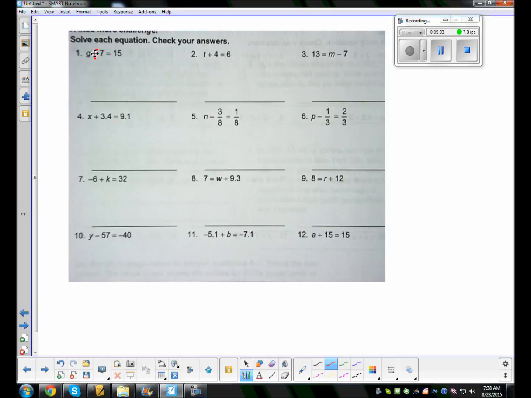So let's do number 4 because it's a decimal. So the same steps, I'm going to identify my variable, which in this case is x. Okay, it's already an addition problem. So to isolate the x or get it by itself, I'm going to add the opposite of whatever is on the same side as it is. I'm going to add a negative 3.4. So 9.1 minus 3.4, I have to borrow, bring the decimal down, and I get 5.7 is equal to x.